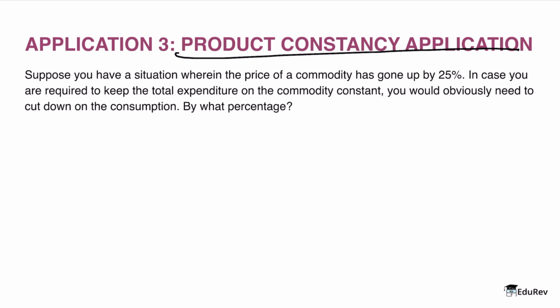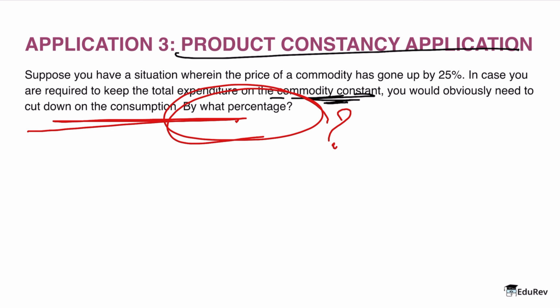Here, suppose you have a situation wherein the price of a commodity has gone up by 25%. In case you are required to keep the total expenditure on the commodity constant, you would obviously need to cut down the consumption. But you need to find out by what percentage. Let's see what I'm saying.